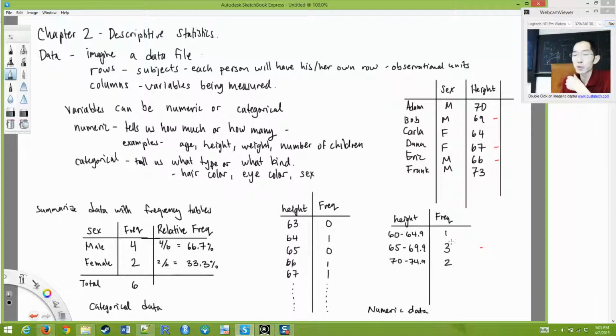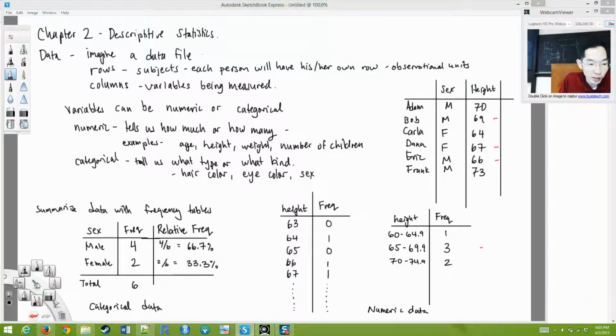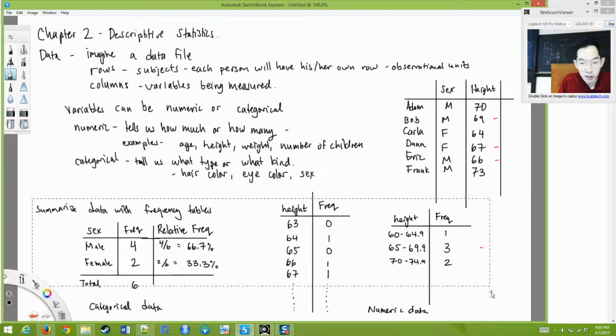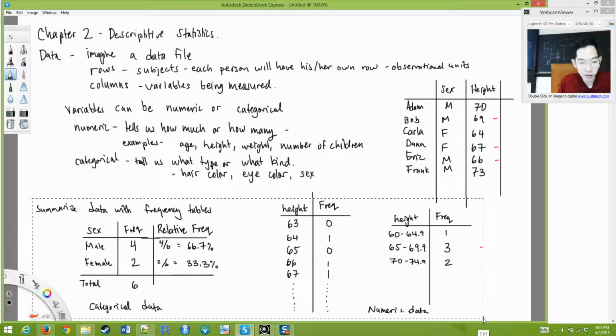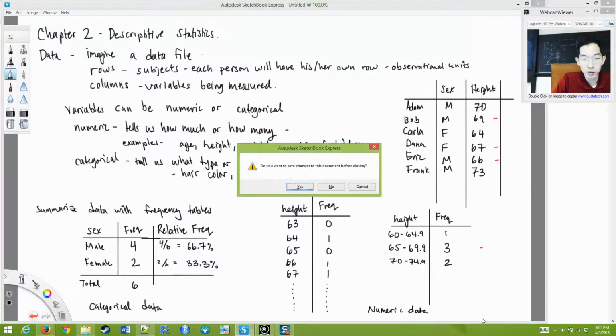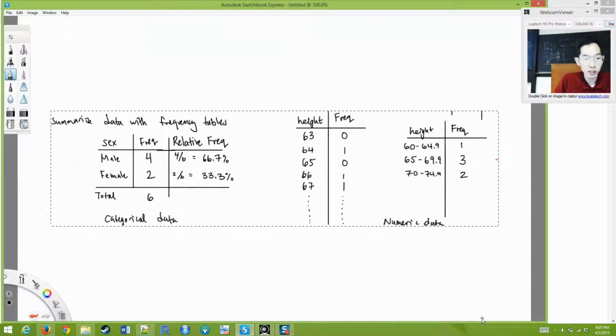I think conceptually this is okay, or is anybody having any struggle with this? Okay, so we have that. And so from this, we can create graphic displays. Okay, so let's copy these things. We'll make a new page.